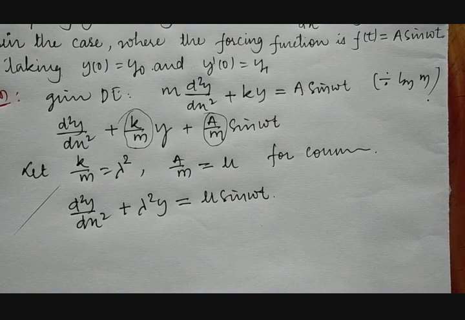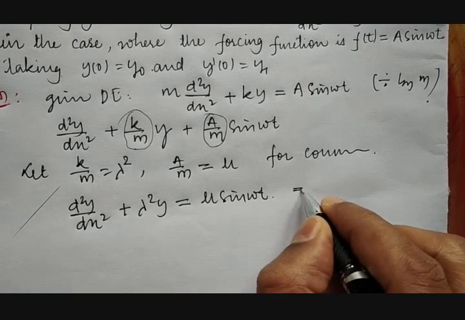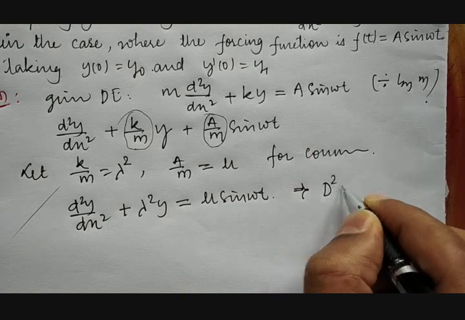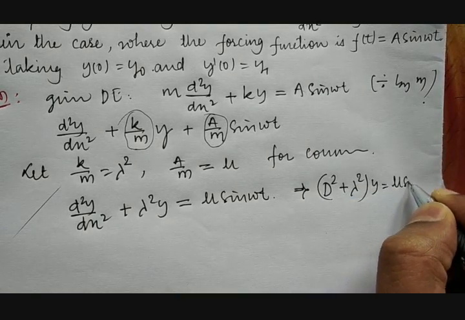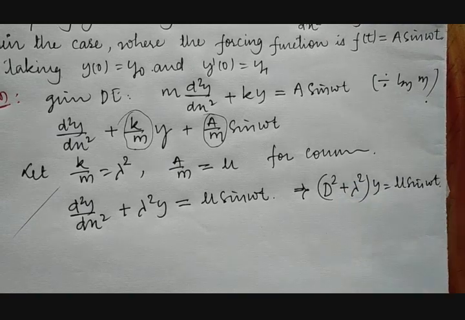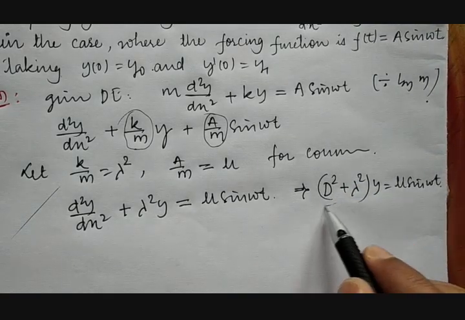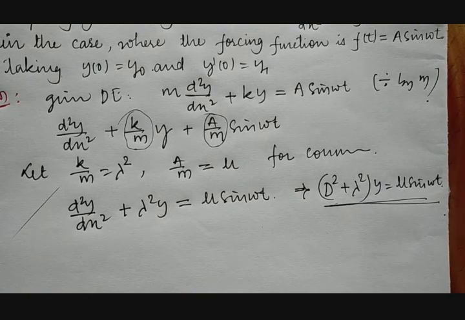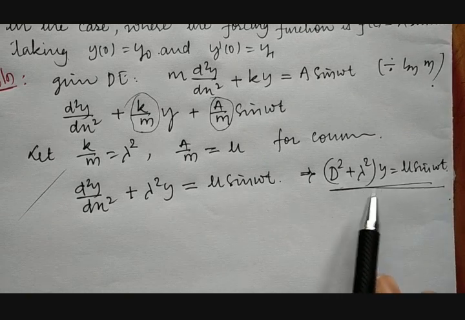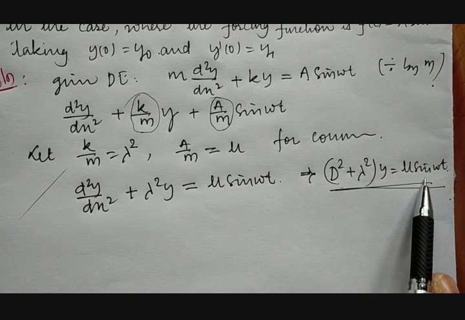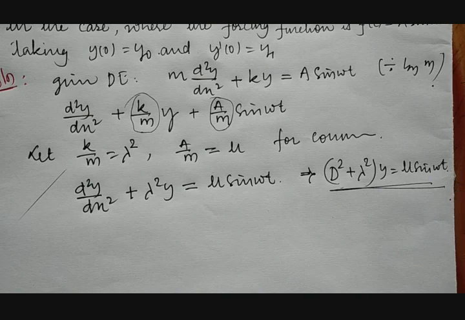It sounds a little bit simple. Further it can be written as (D² + λ²)y = μ sin ωt. So now it is a well-known pattern. We know how to solve this example. This is a second order differential equation with a trigonometric function as f(x), so the complementary function and particular integral can be calculated easily. Let us continue with its solution.